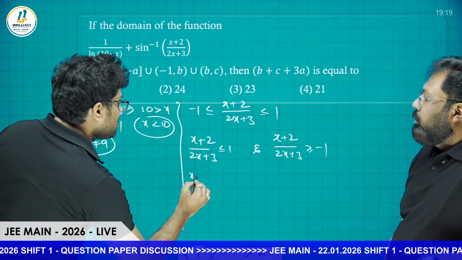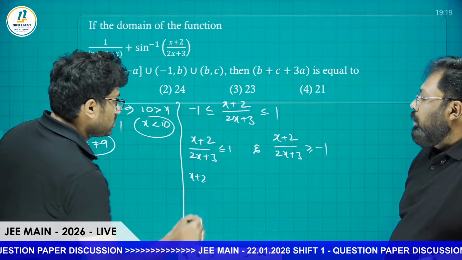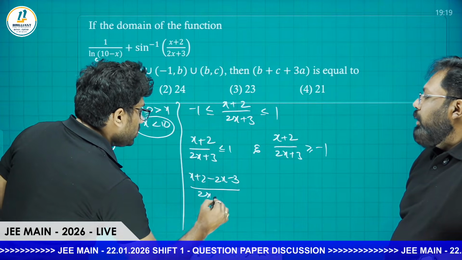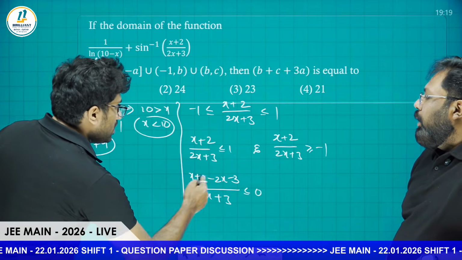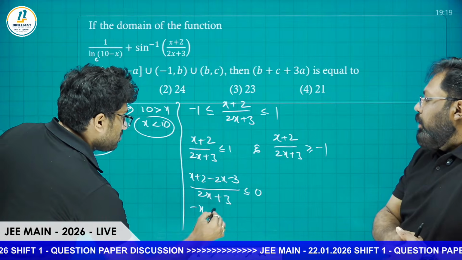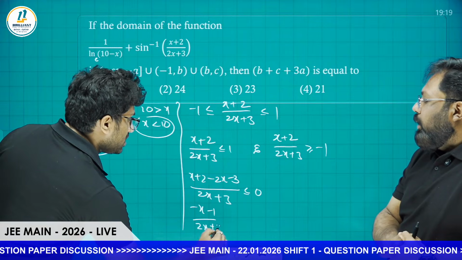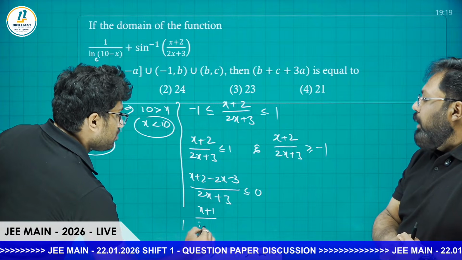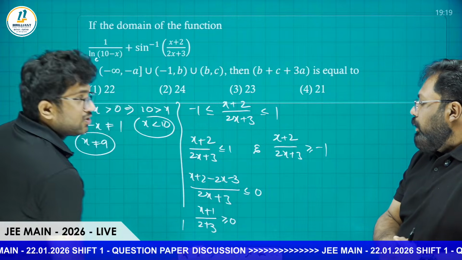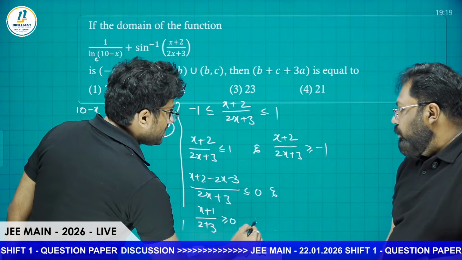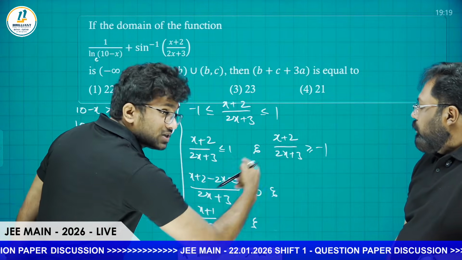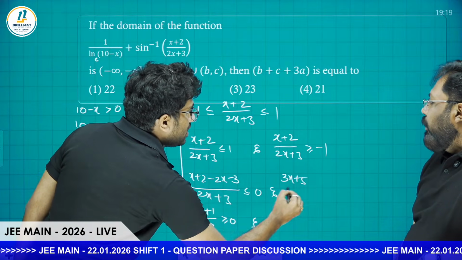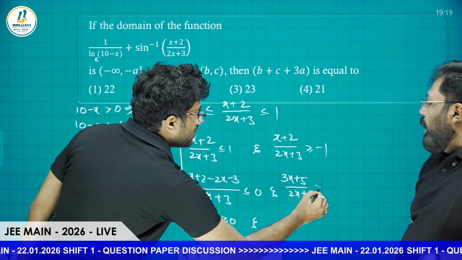If we solve the first case, 1 comes to this side as minus 1. Then take LCM: (minus 2x minus 3) divided by (2x plus 3) is less than or equal to 0. x minus 2x is minus x, so (minus x minus 1) divided by (2x plus 3). If I multiply with the negative, the sign will change, so we get (x plus 1) divided by (2x plus 3) is greater than or equal to 0. For the second case, if we bring minus 1 to this side, x plus 2x is 3x and 2 plus 3 is 5, so (3x plus 5) divided by (2x plus 3) is greater than or equal to 0.